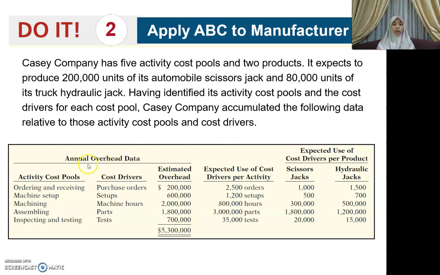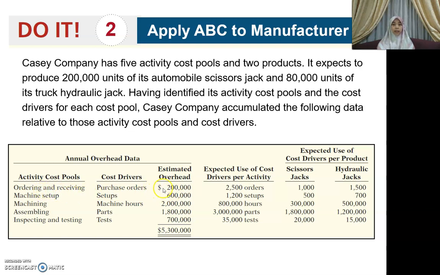You have this annual overhead data. You have all the activity cost pools, 5 activities, and the company already identified the cost driver. And this is the estimated overhead, 5.3 million ringgit. That means you have all the costs for each of your activity cost pools.